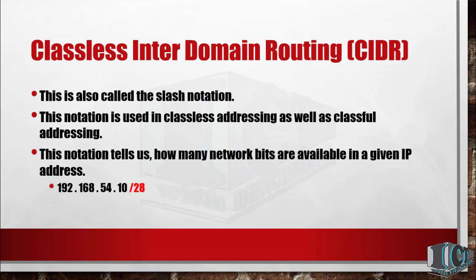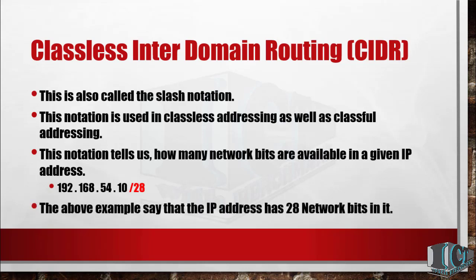Now let's look at this example. I have an IP address. It says 192.168.54.10/28. This slash 28 is called the CIDR notation or the slash notation. What this is telling you is that the particular IP address has 28 network bits in it. So the slash CIDR notation is going to tell you how many network bits are available in that particular IP address.